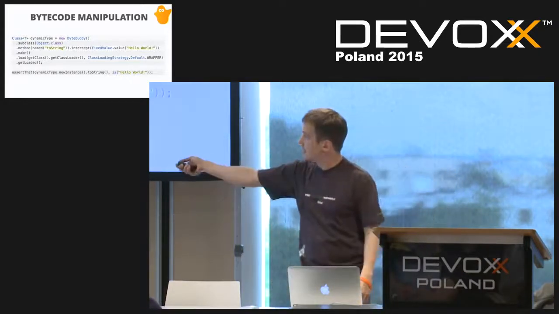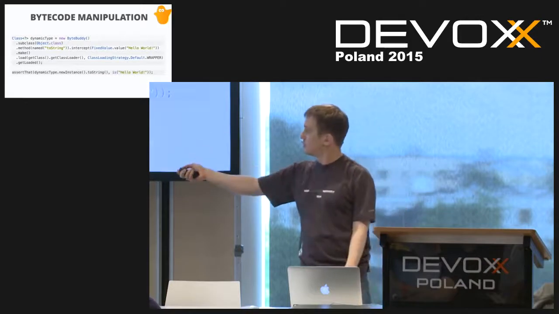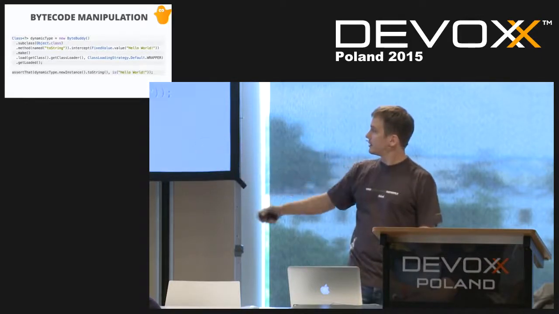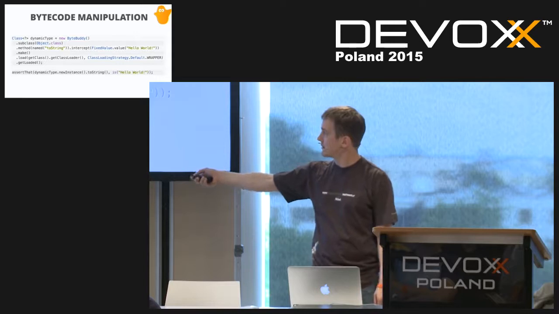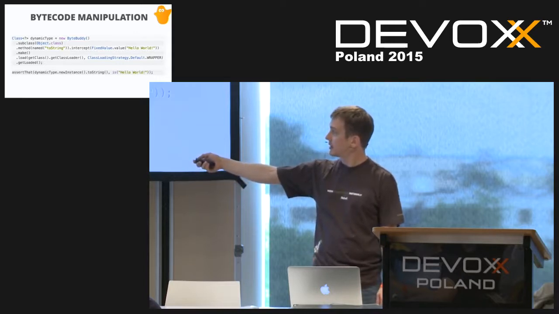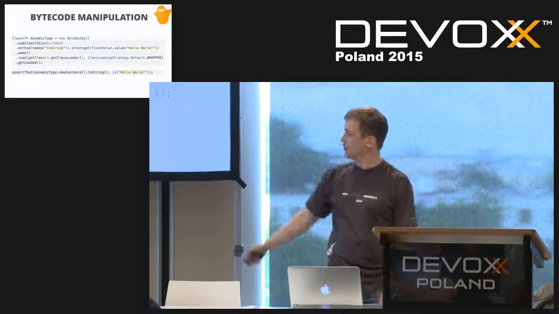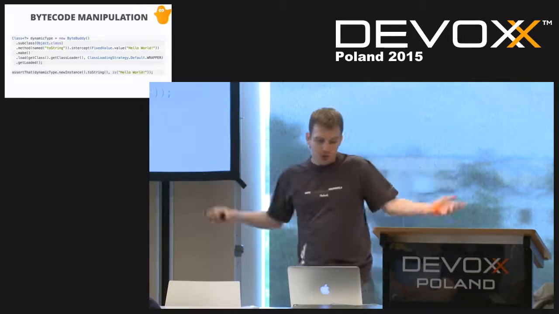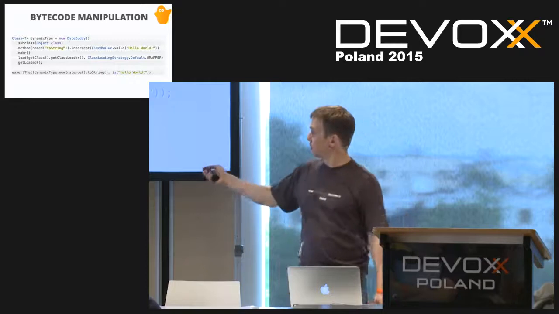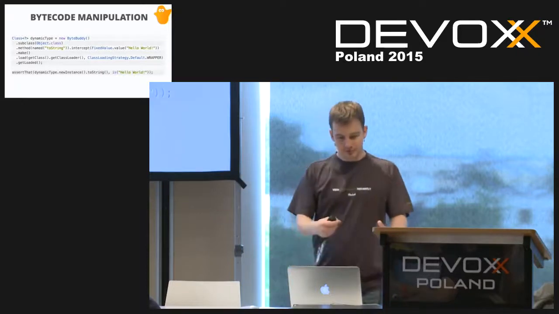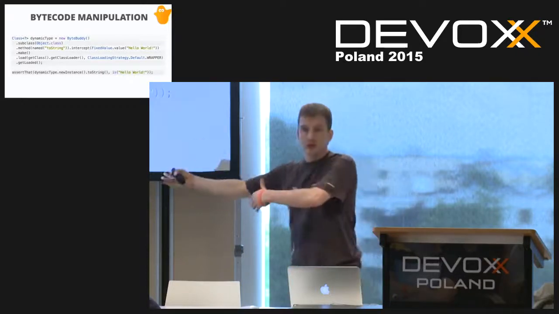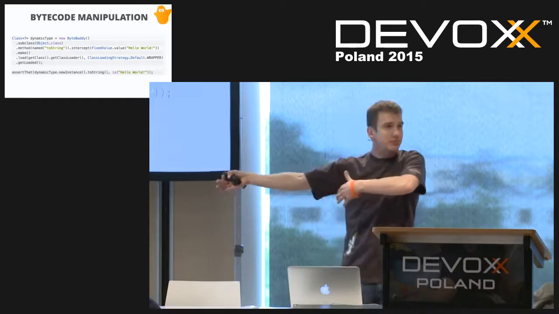So you'll have some kind of class loader, and you just need to load that, and after that you can have this dynamic type class, instantiate the new object, and call toString, and indeed it will be "Hello World". So this is more or less how bytecode manipulation works.